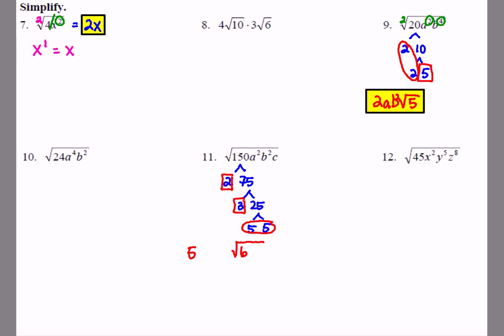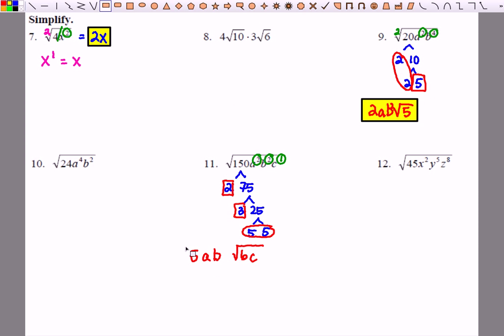Now your exponents, so we have an a squared, b squared, and a c to the first. For your a squared, 2 divided by 2 is just a 1, so a to the first. B, you have 2 divided by 2, which is a b to the first. And your c, 1 divided by 2, well 1 can't be divided by 2 nice and evenly, so we're just going to leave that c underneath here.